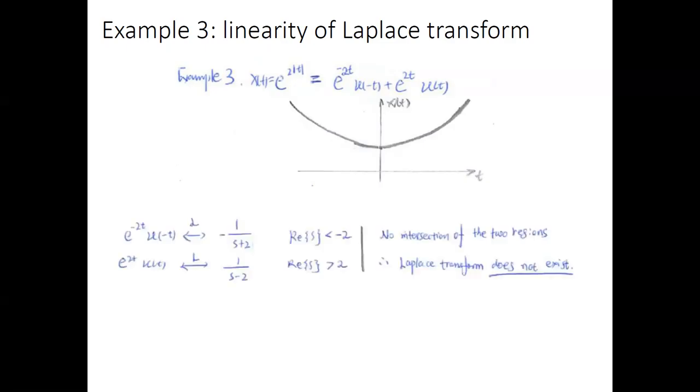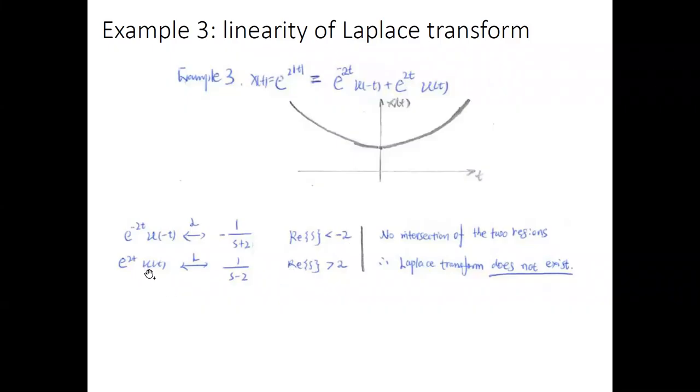So let's look at the Laplace transform of the two terms respectively. For the first term, it's a left-sided signal. And the previous result again tells us if we have two minus signs, then the result is one divided by s plus two. But since it has only one minus sign in u of minus t, there is an additional minus sign in front of one divided by s plus two. It's a left-sided signal, so the region of convergence is to the left of minus two. This is for the first term.